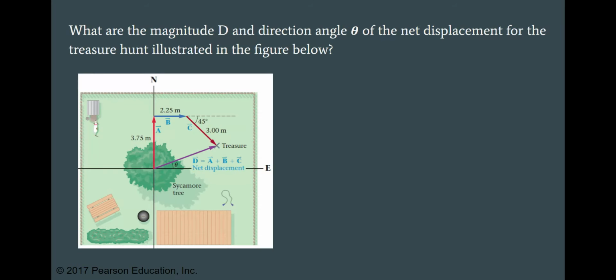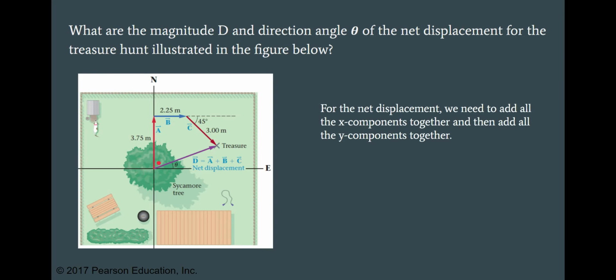Okay, let's go ahead and try one. We want to know the magnitude and the direction angle of the net displacement for the treasure hunt that's illustrated here. The image is already given to you because you needed all of these pieces of information in order to solve the problem. Our net displacement is simply the sum of vectors A, B, and C. So it's this resultant vector.